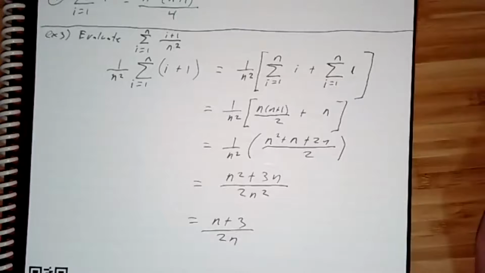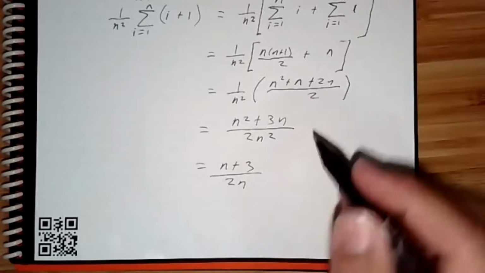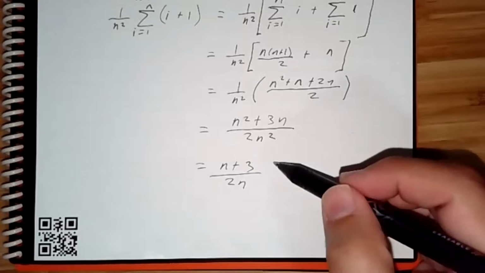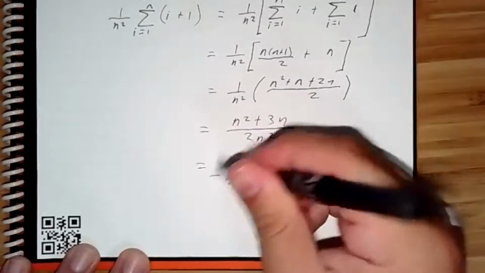Would the answer be the same if the final is 3n over 2n, or that's not the same? Instead of n plus 3, it would be 3n over 2n. Is it not the same? Well, I simplified this from here to here. You want to see the step? Yeah, please. Yeah, let's show it.